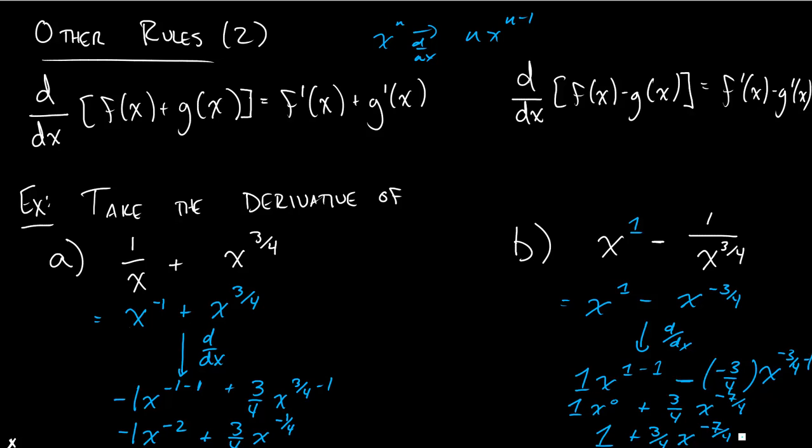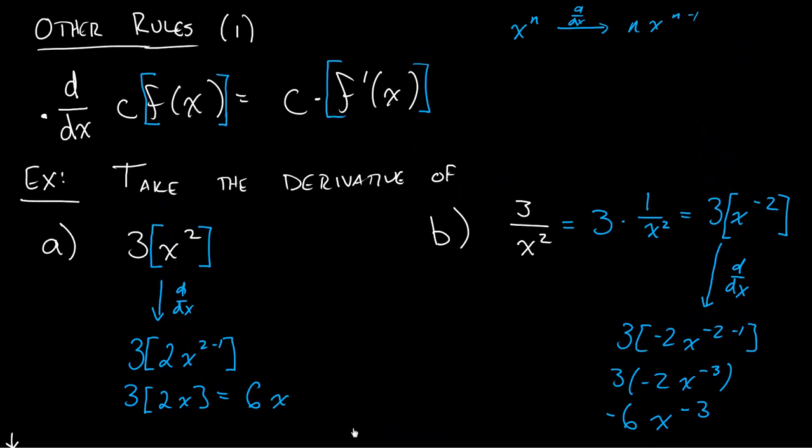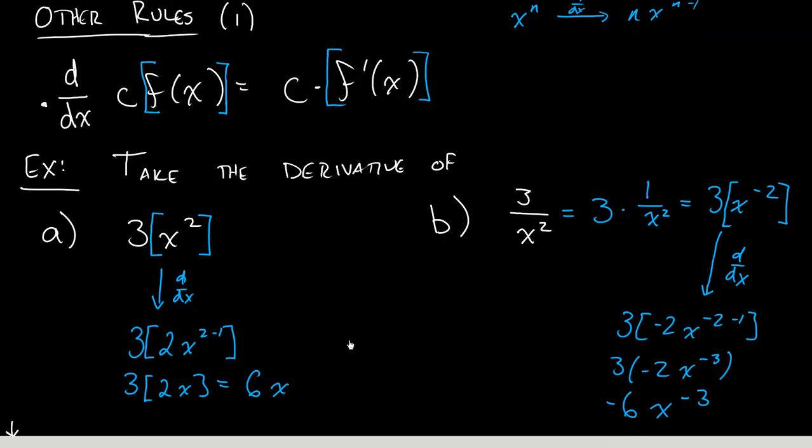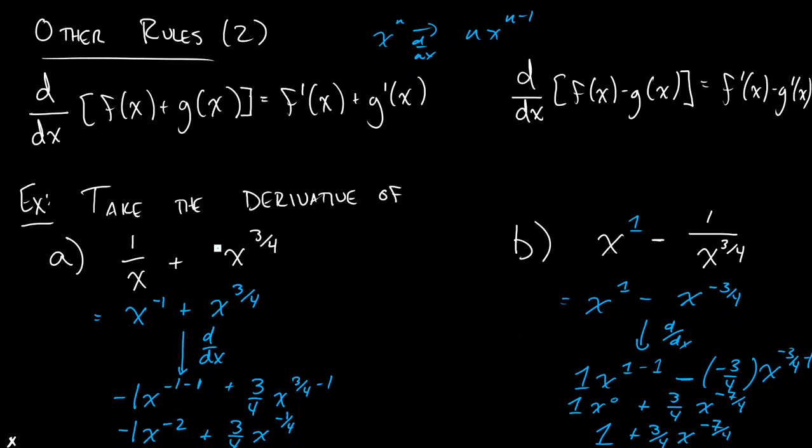So just to recap, if we have a constant times something we know how to take the derivative of, we can just do the constant times the derivative of that function, kind of an intuitive rule. And the same thing with sums of functions we already know how to take the derivative of, and differences.